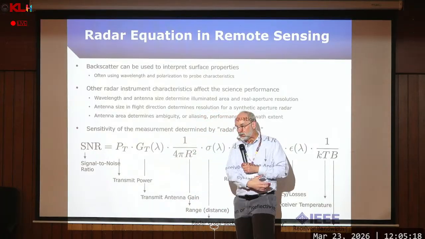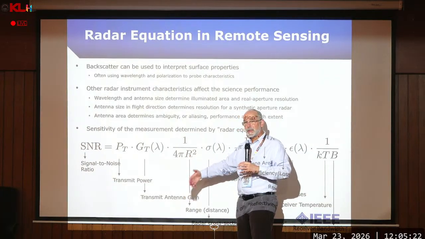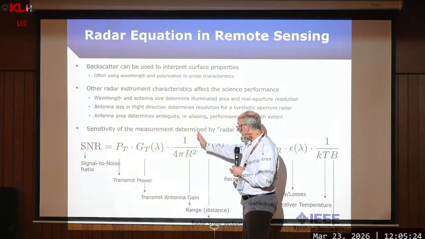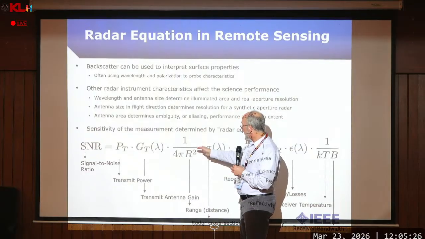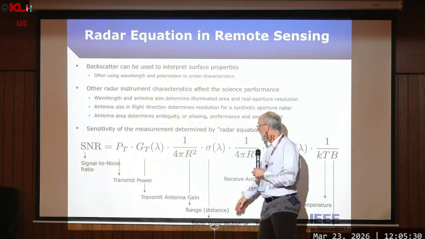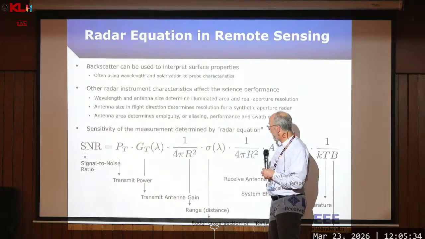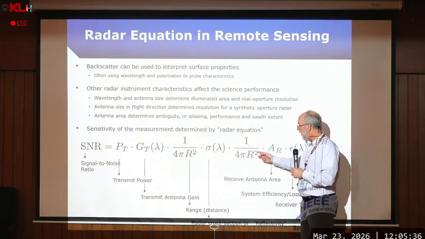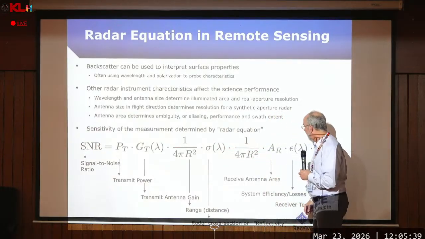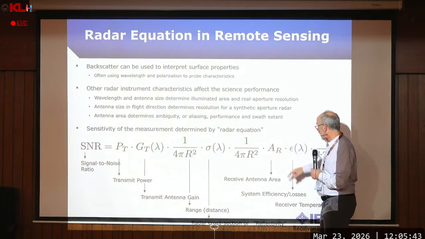It propagates the distance r, so the power density decreases as the range increases. The power density of the signal at the target will be reduced by this factor. Then we scatter from the area itself. We propagate back and lose even more power. And then we receive that power density in a particular area.